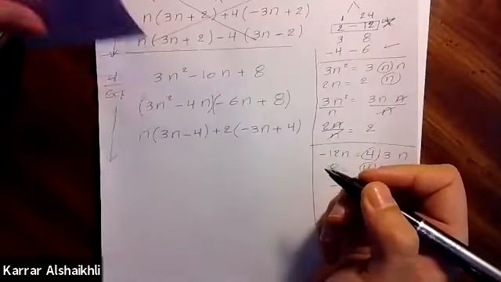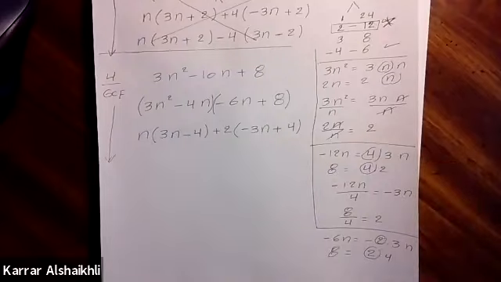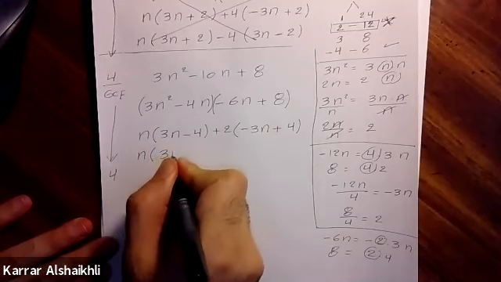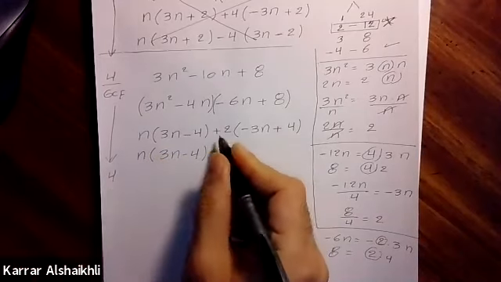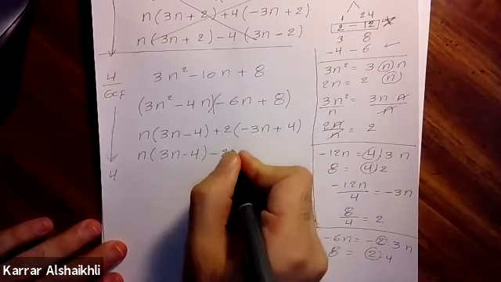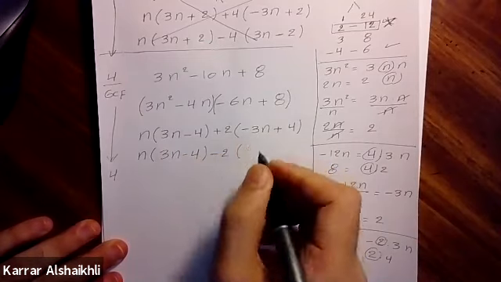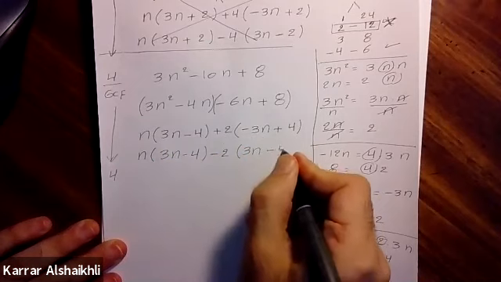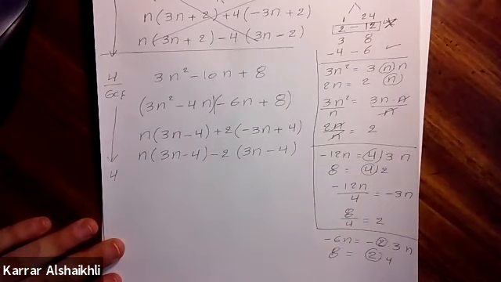Now tell me, do we get exactly the same parentheses? No. So what am I gonna do? We're going to change the signs. So I'm gonna change the sign here and everything inside the parentheses. I'm gonna say -2. This is -3n, so it's going to be 3n. This is +4, it's going to be -4. Now, do we get exactly the same parentheses? Yes. So this one and this one are exactly the same.